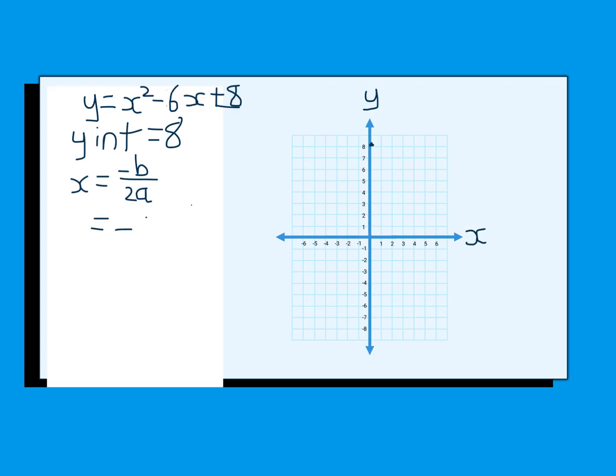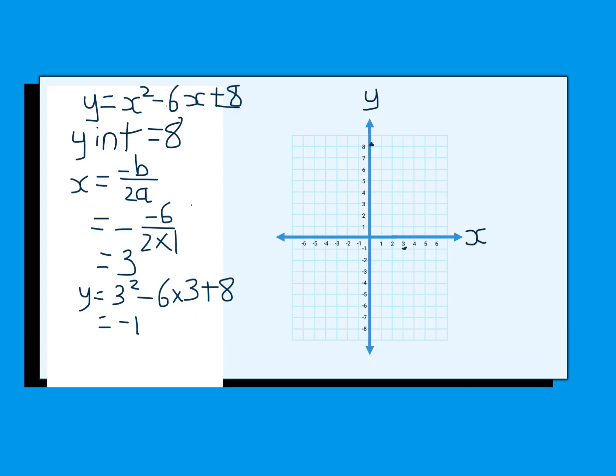So it's negative b over 2 times a, which is -6 over 2 times a. So we get x equals 3. So the turning point's going to be along this line here, x equals 3, but we need to know the y value of the turning point. So we substitute x equals 3 into the original equation. We get y equals, I'm just going to replace x with 3. So 9 minus 18 plus 8 is -1. The turning point is therefore 3, -1 down there.